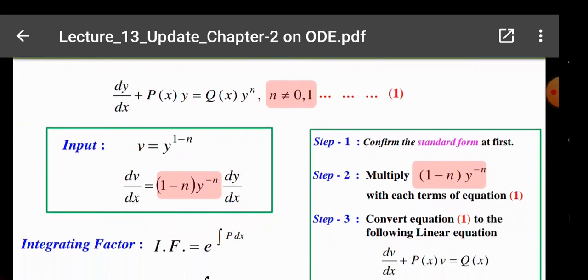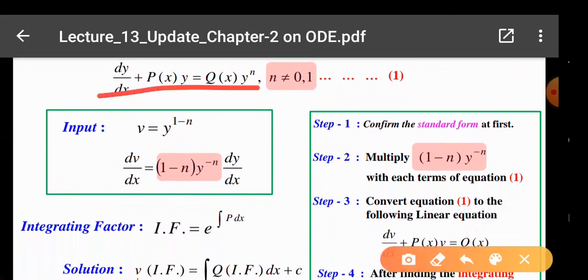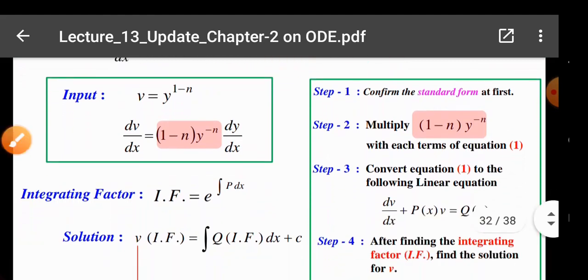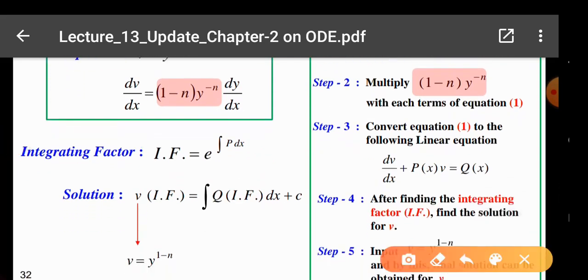So after all these things, that Bernoulli differential equation will become a linear differential equation. And you know how we can solve a linear differential equation? That means just to solve a linear differential equation we need an integrating factor. An integrating factor is denoted as IF in short, and it is defined by e to the power integration of p in terms of x. Okay, so then the solution will be v times integrating factor equal to integration of q times integrating factor dx plus a constant c.